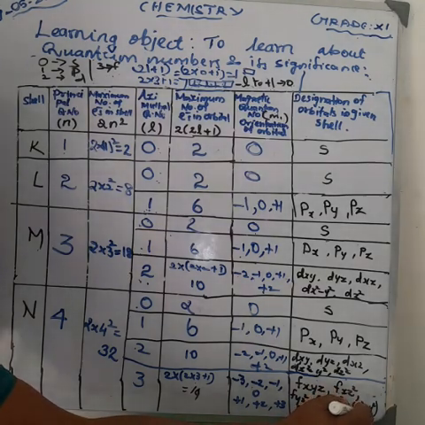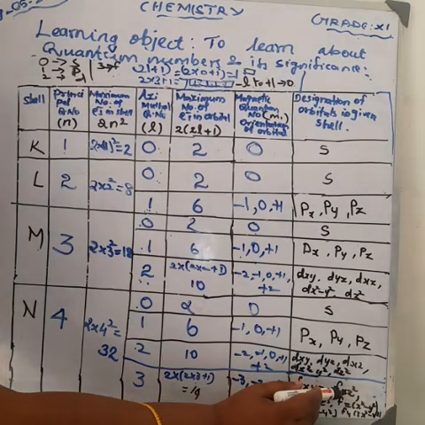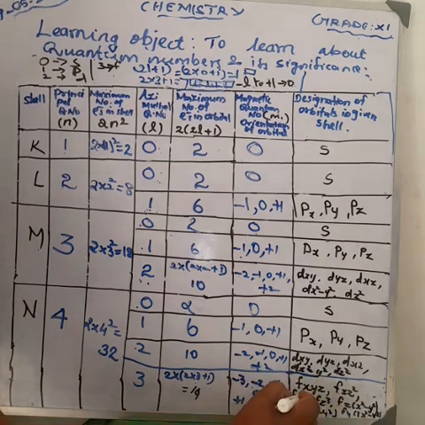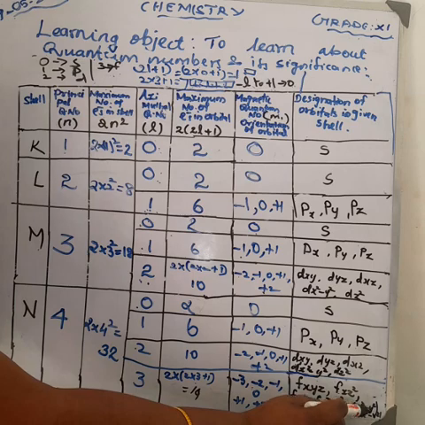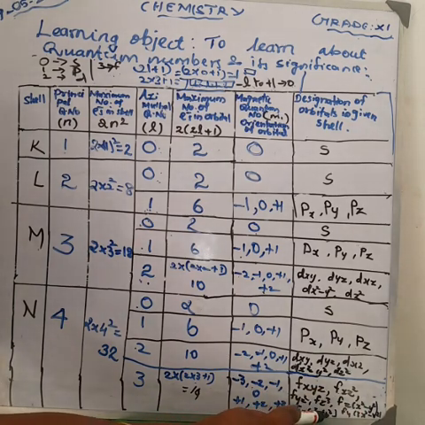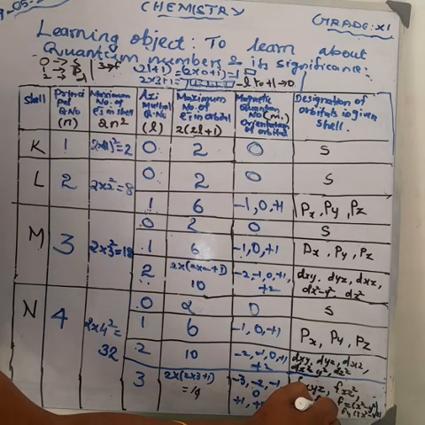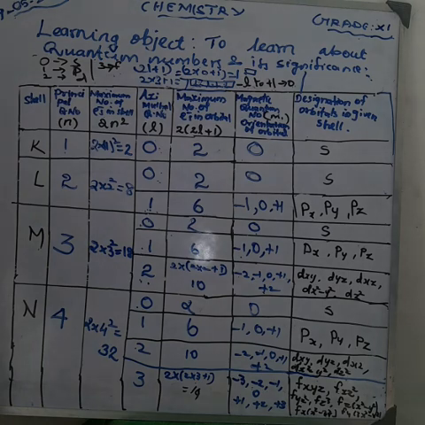What are the 7 orientations? Fxyz, Fxz square, Fyz square, Fz cube, Fz x square minus y square, Fx x square minus 3y square, Fy 3x square minus y square. These are the 7 orientations for the f orbital. Okay, understood?